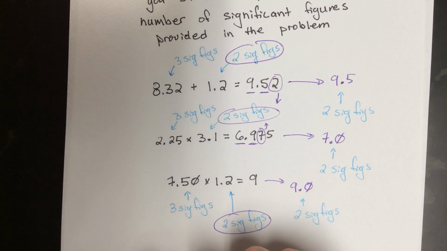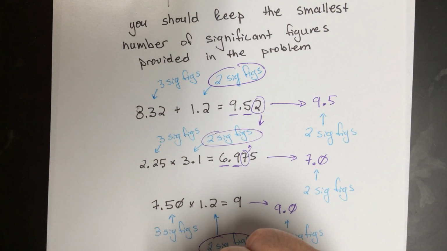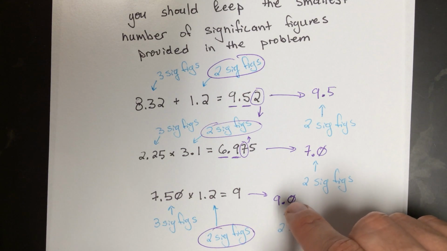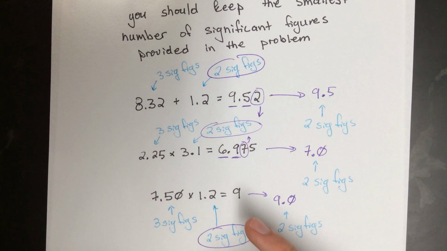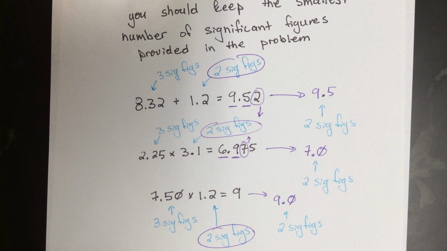So just to review, when working with significant figures, you should keep the smallest number of significant figures provided in the problem, and you have to match that number of significant figures in your rounded answer. So if your answer comes out with fewer significant figures than necessary, you're going to need to add a 0. It just so happens that in each of these examples, the smallest number of significant figures was 2. That is not always the case. You should look carefully at each individual problem and decide how many significant figures you are provided in each number.